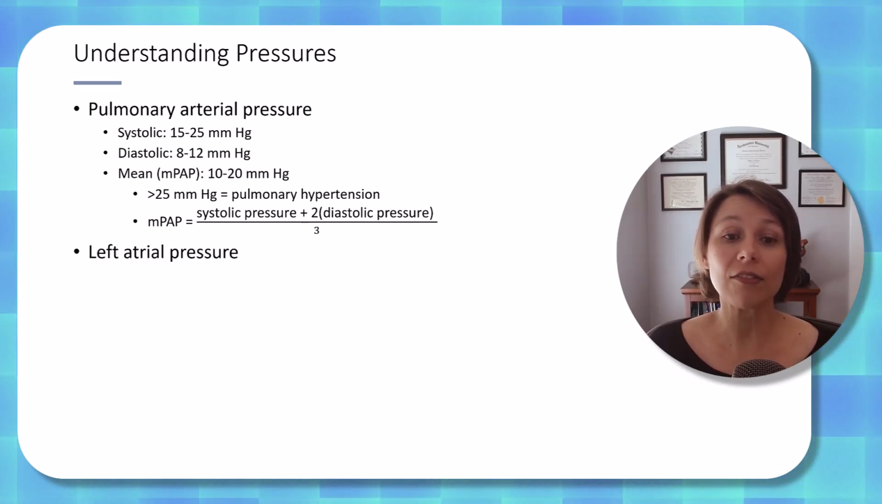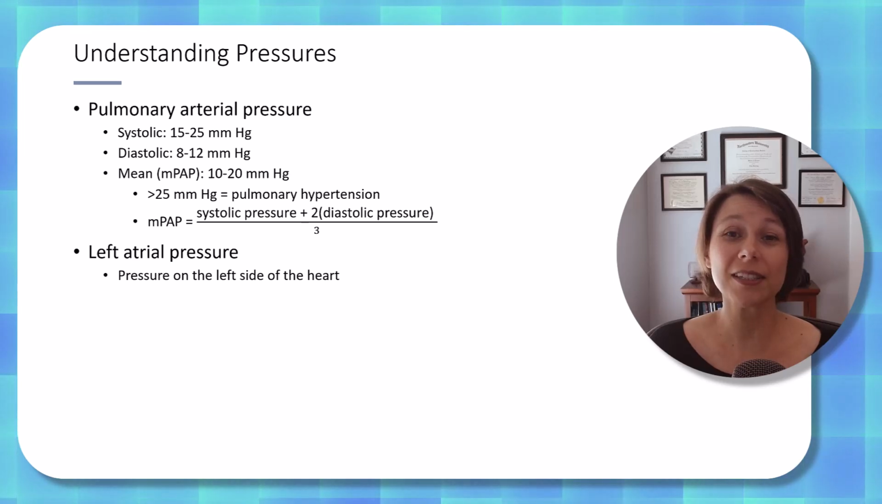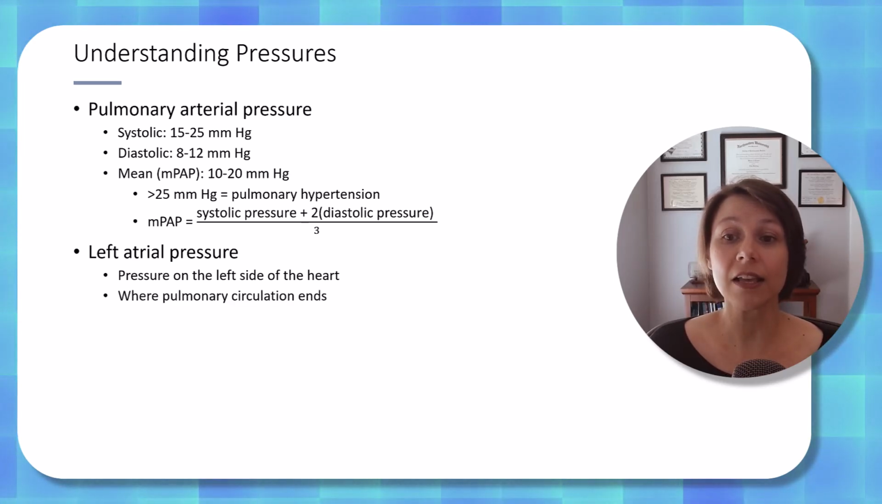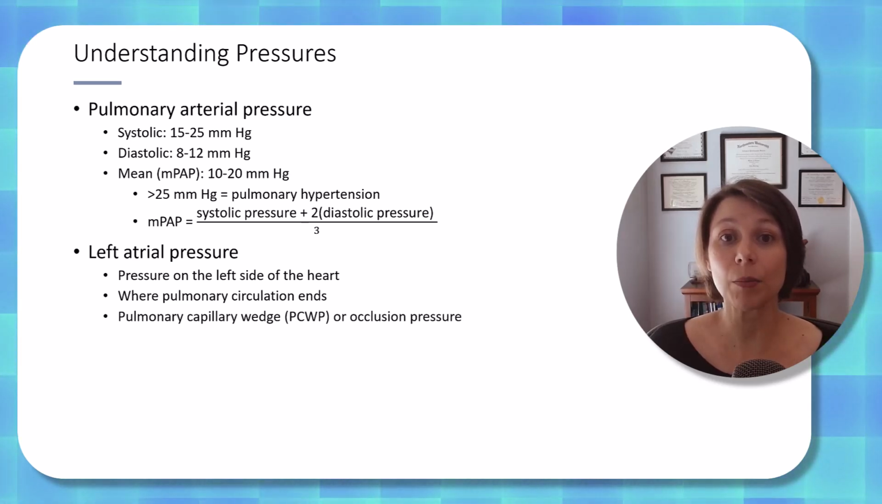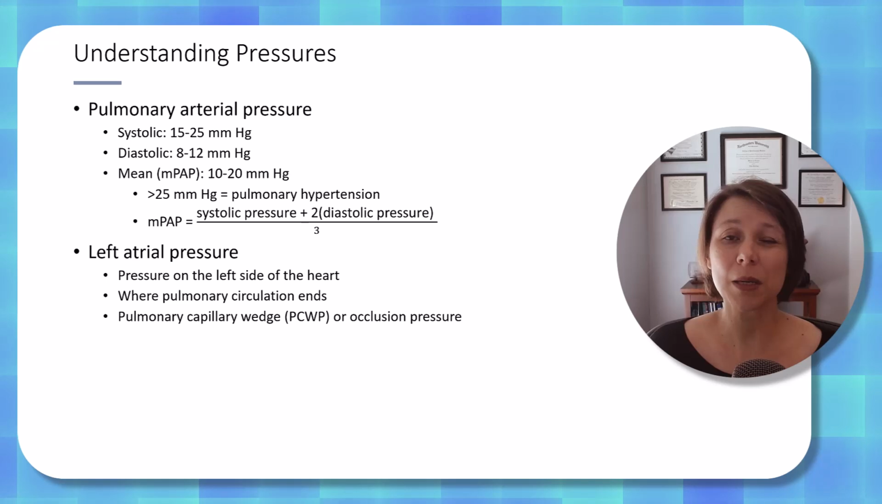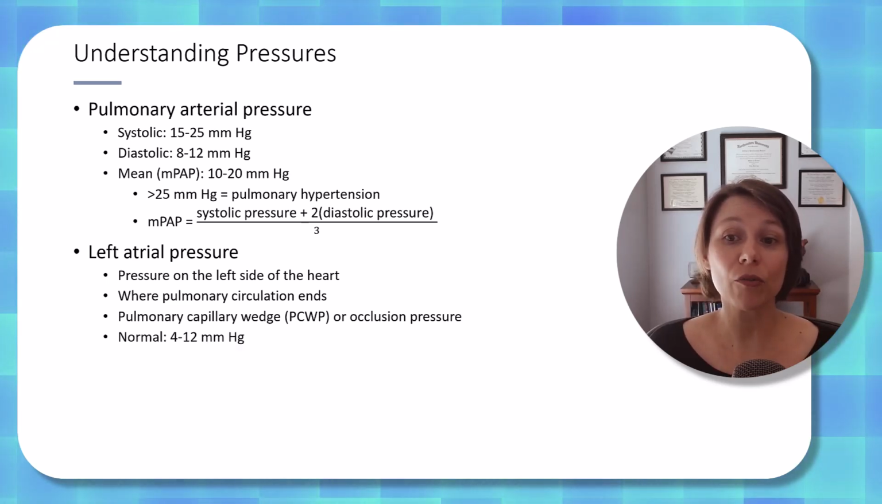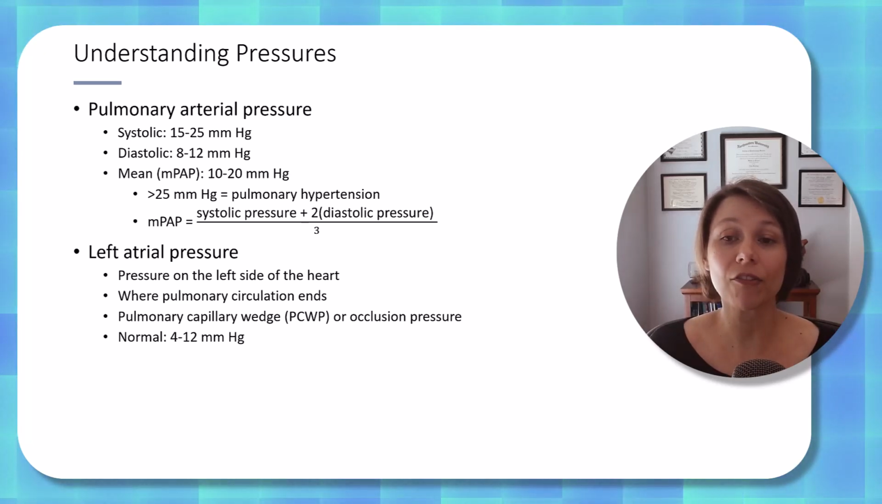And then we have left atrial pressure. This is going to be on the left side of the heart. This is important because this is where pulmonary circulation ends. When we're doing hemodynamics, we're going to see this reflected as the pulmonary capillary wedge pressure. Sometimes it's called pulmonary capillary occlusion pressure. Normal value is about 4 to 12. And again, that's a range that can vary a little bit upon reference.